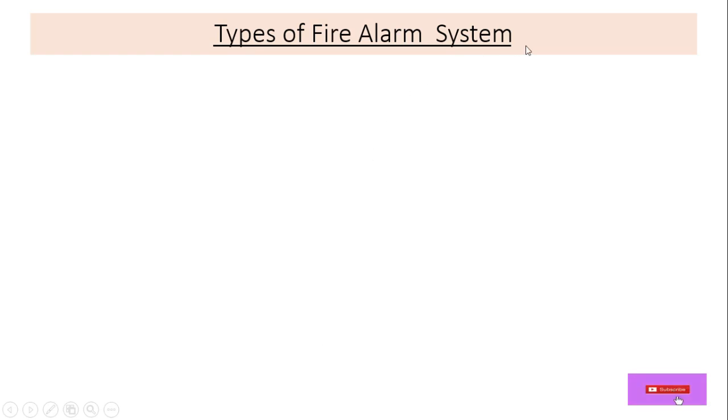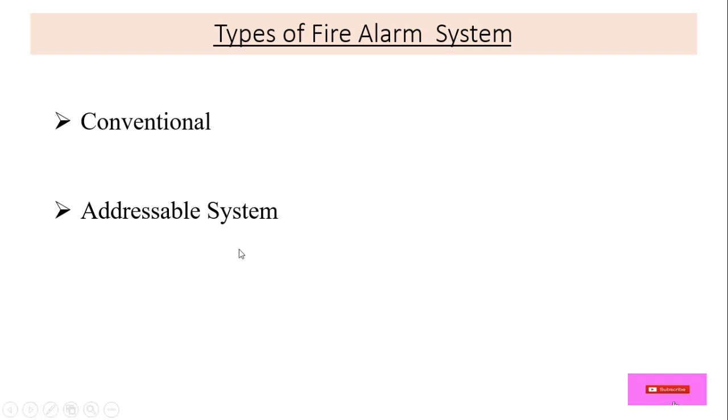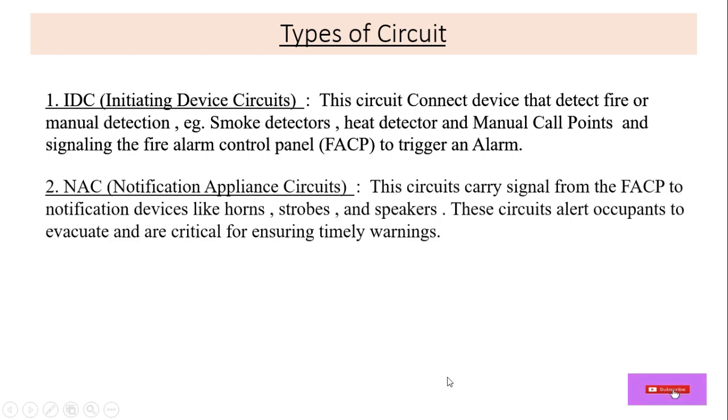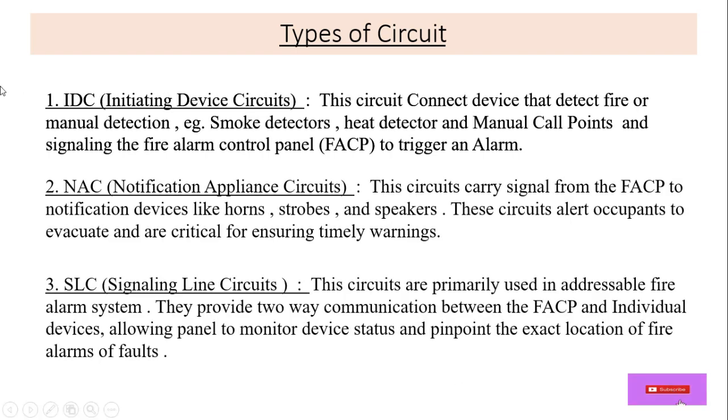Now there are two types of fire alarm systems: one is conventional and another is addressable. Now let's discuss each type of fire alarm control panel. In the fire alarm system there are basically three types of circuits. One is IDC, which is the initiating device circuit. Another is NAC, meaning notification appliance circuit. And third is the signal line circuit.